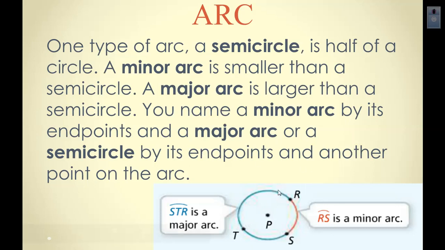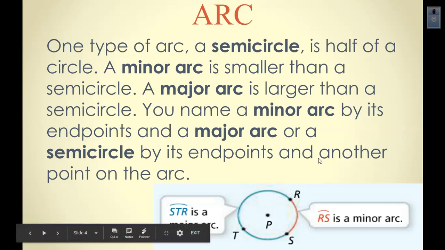So in this case here, if you're looking down here, we have arc STR. That is a major arc. It's got 3 letters, or it could be a semicircle, but based on where the location of our points are, it is a major arc. We have S, we have T, and then we have R. You can think of it like a road map. I'm starting at S. I'm going to go through T to get all the way to R.